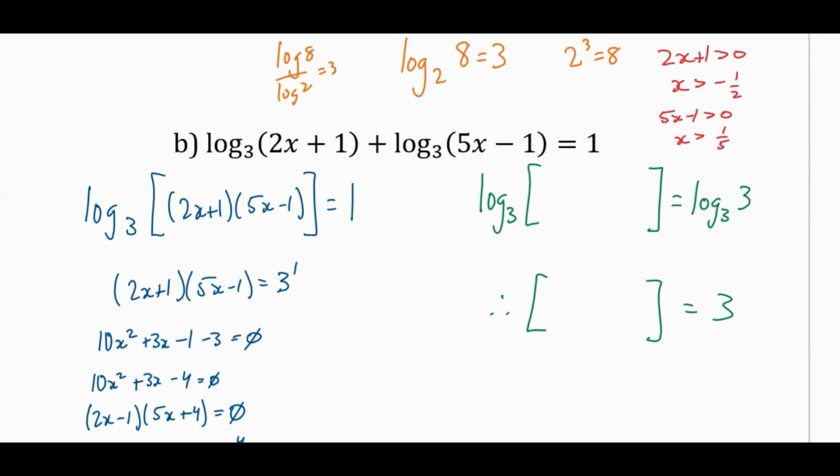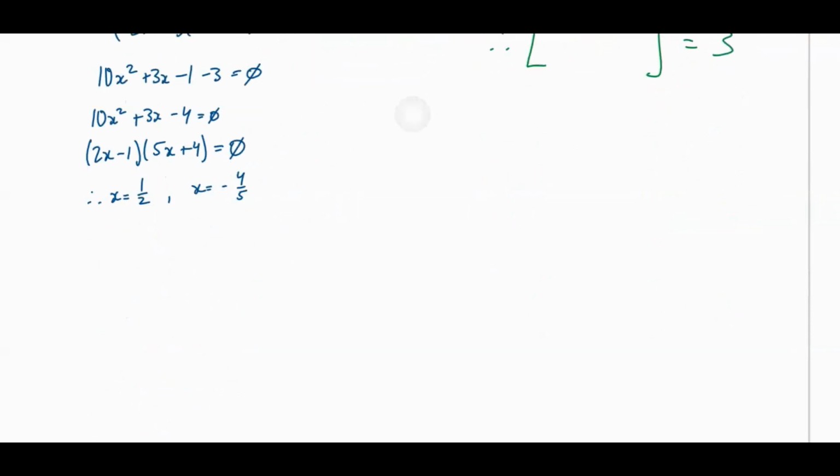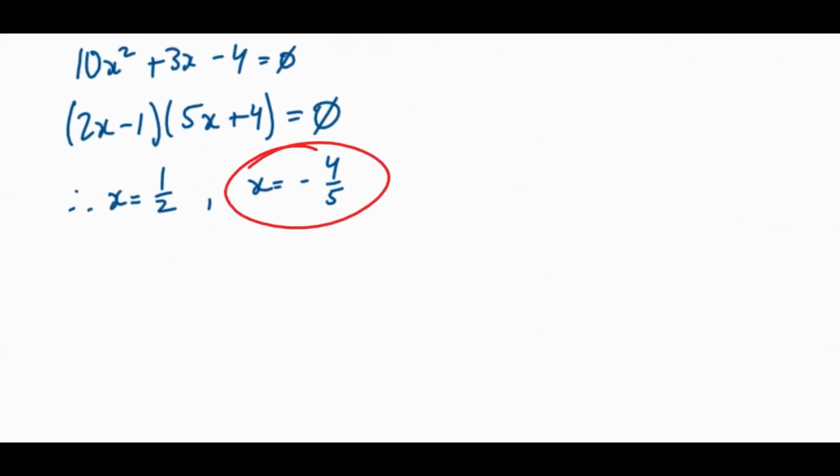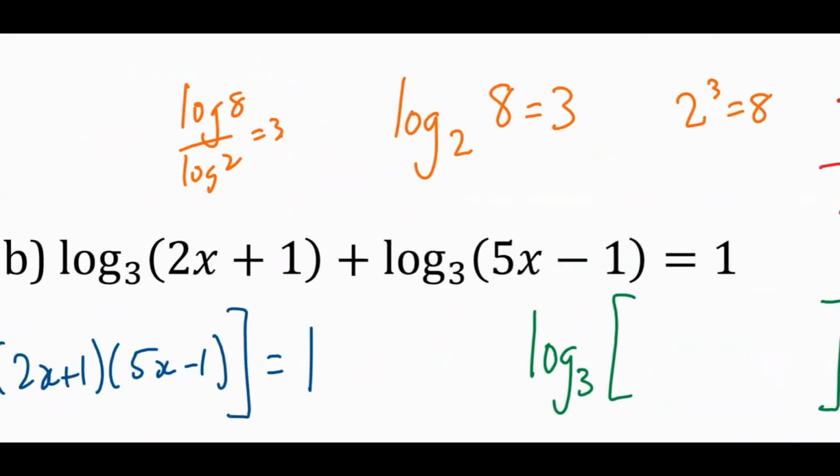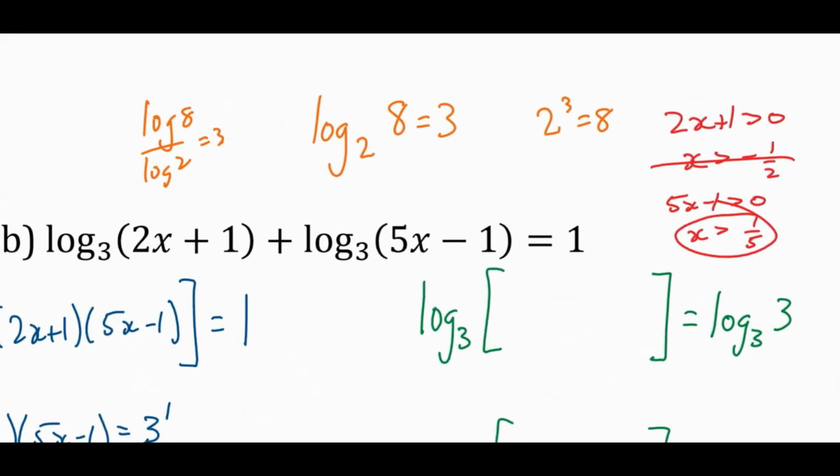And if x has to be greater than negative 1/2 and greater than 1/5, it has to be greater than 1/5. That one's irrelevant. It's got to meet both of those restrictions. Which means that one's inadmissible. We just take the arguments of the logarithms can't be 0. So since 1/5 is bigger because it's positive.